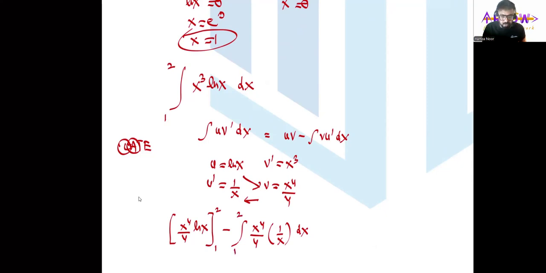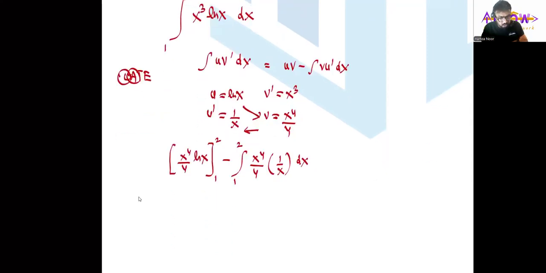This means that x raised to the power of 4 over 4 multiplied by ln x, minus the integration of x raised to the power of 4 over 4 multiplied by 1 upon x. This will be integrated with respect to x. And here the first part of this expression is integrated, so upper limit 2 and lower limit 1, like this. And this is supposed to be integrated, so upper limit 2 and lower limit 1, like this.